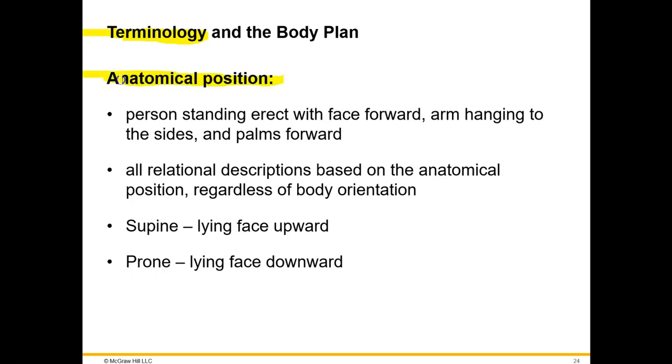When we refer to the human body in the anatomical position, we are saying that the person is standing up. So standing erect, that just means they're standing up. Their face is forward. Their arms are to the sides, and the palms of their hands are facing forward. That is the anatomical position. So unless you are told differently, you will assume that the body is in the anatomical position.